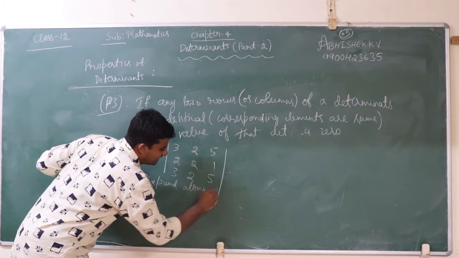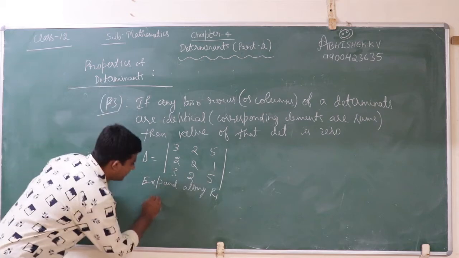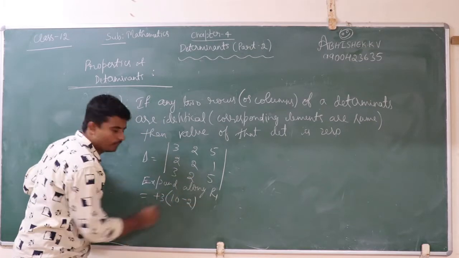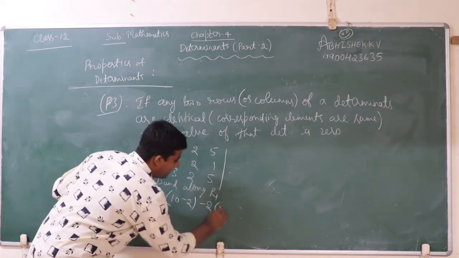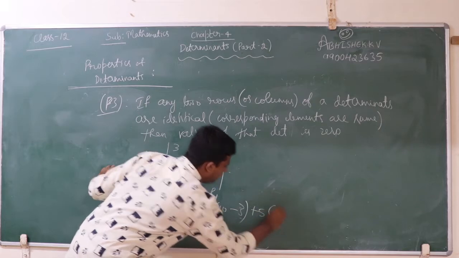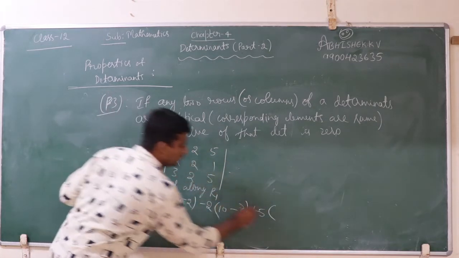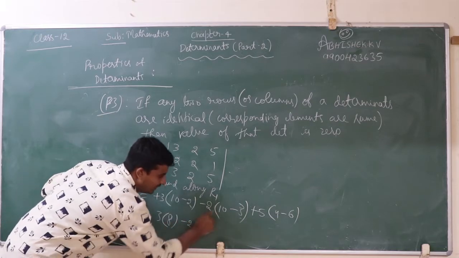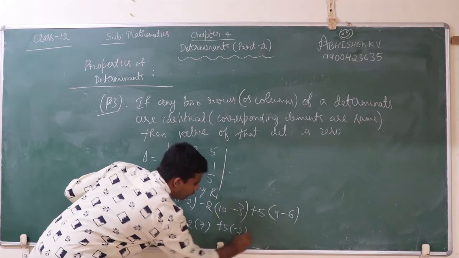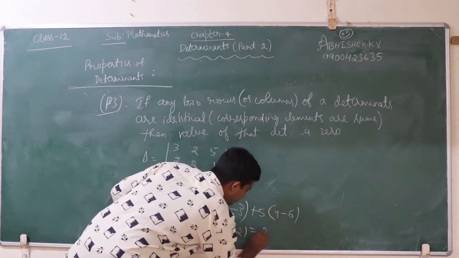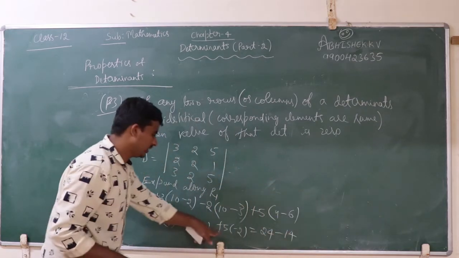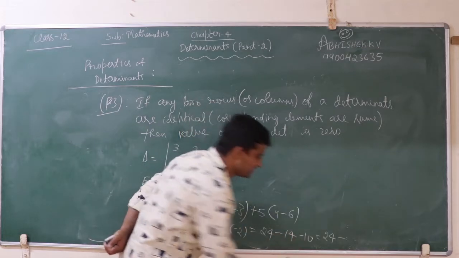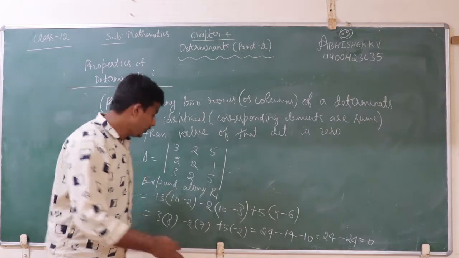expand along R1. See, plus 3 into, deleting this column, this row, 2 5s are 10, minus 2 into, this column, this row, 2 5s are 10, minus 3 1s are 3, plus 5 into, this column, this row, 2 2s are 4, minus 3 2s are 6. This implies 3 into 10 minus 2, 8, minus 2 into 10 minus 3, 7, plus 5 into 4 minus 6, minus 2. This is equal to 8 3s are 24, minus 7 2s are 14, minus 5 2s are 10. See, 24 minus 14 minus 10, minus 24. What is 24 minus 24? 0.